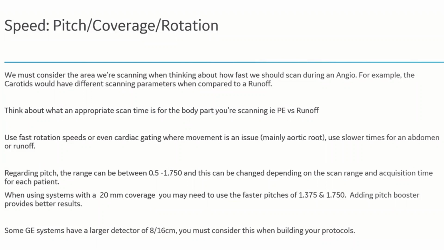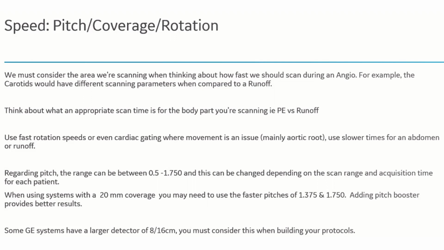The pitch range can be from 0.5 to 1.75. Let's think about a pitch of 0.5. A pitch of 0.5 gives a longer acquisition time but better image quality. If you are using a 40 millimeter system, a pitch of 0.5 is recommended. If you couple it with a faster rotation time, it usually provides enough speed. You probably need a pitch of 0.5 for runoff to slow the acquisition down and avoid overtaking the contrast.